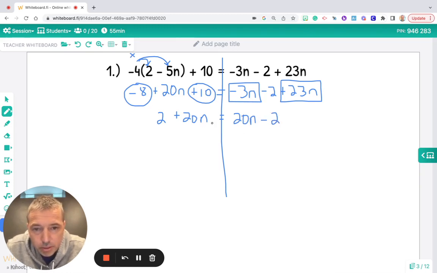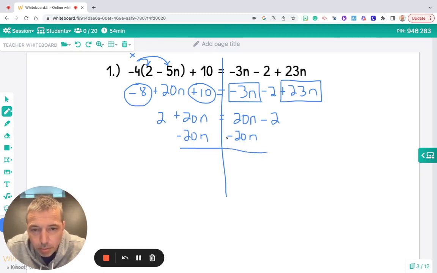So I have variables on both sides. I want to bring the smaller one over. Well, in this case, they're the same, right? So it doesn't matter which one I bring over. So let's bring this one on the left side over. So to get rid of positive 20n, I'm going to subtract 20n. And I'm going to do it to both sides of the equation, right? Both sides of the equals.